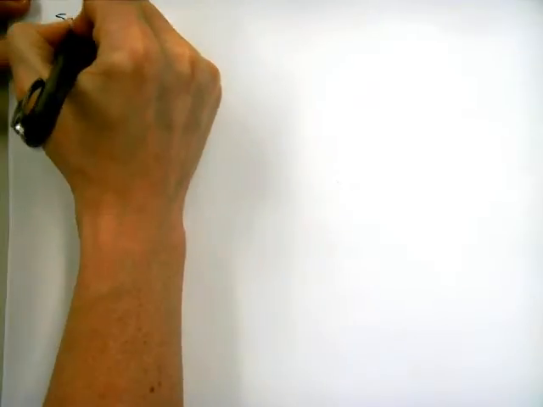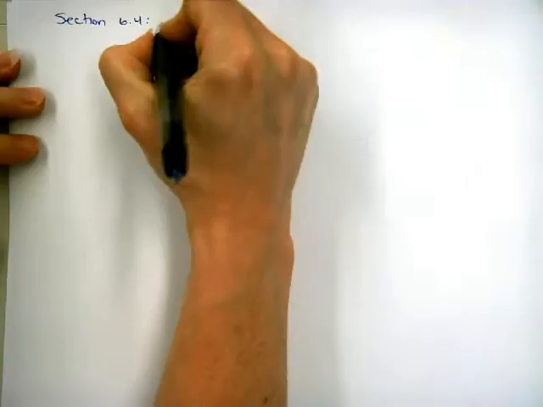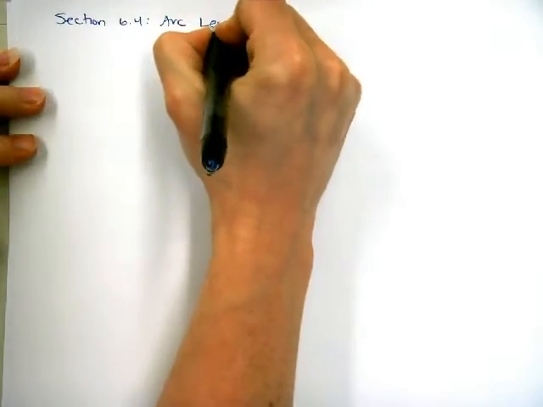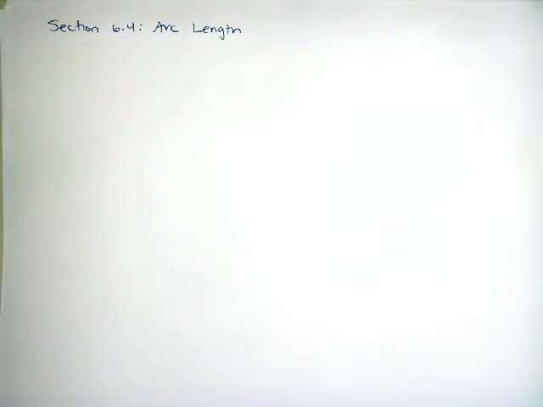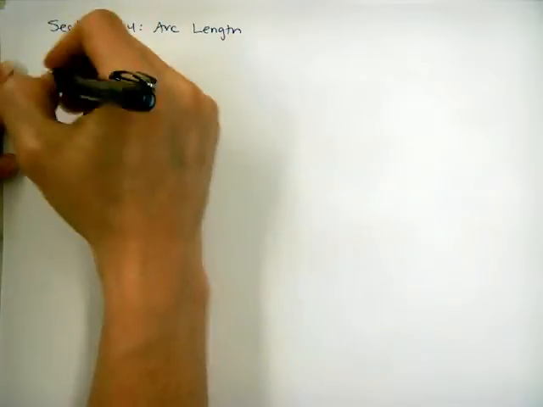So our first section is section 6.4, which is over arc lengths. Okay, so what I mean by arc length is, if I have some curve, I'm trying to figure out the length of the arc of that curve. So let me give you an example.